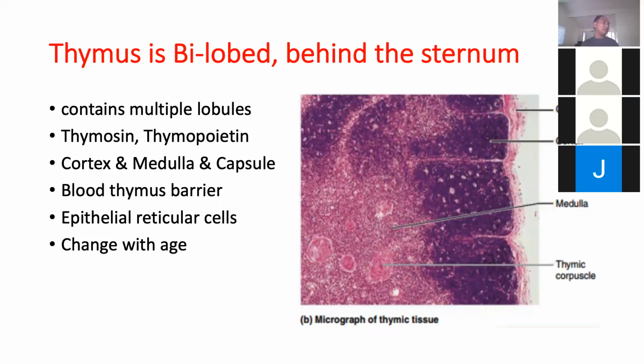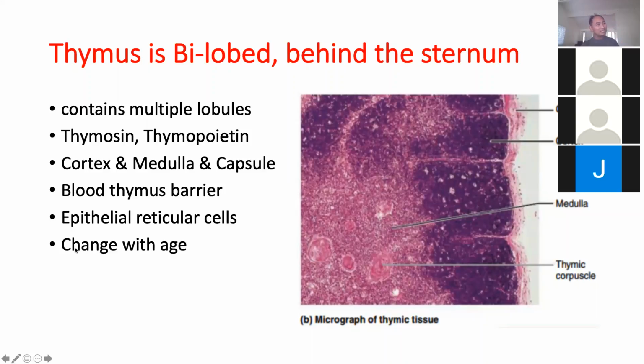It contains multiple lobules. Look at that, one lobule here, another lobule here. It has an outer capsule, outer cortex, and inner medulla. That's easy to remember. It also contains thymosin, thymopoietin. Forget about that, it's just for completeness. It also contains epithelial reticular cells.